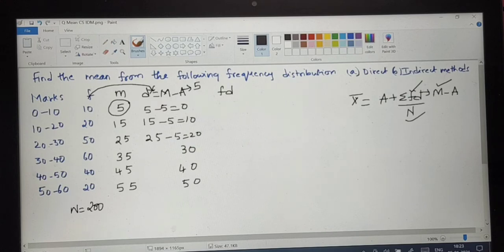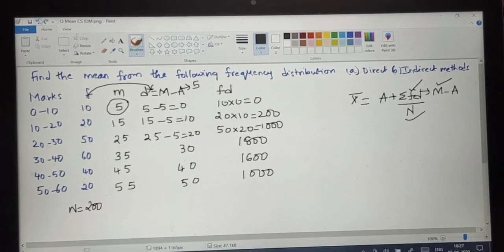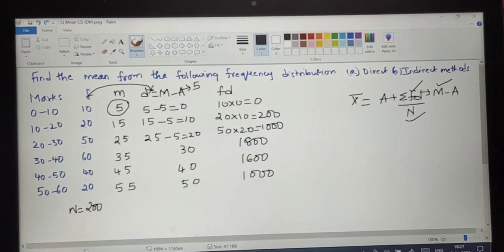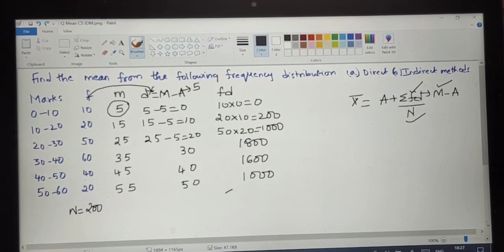The first one, 10 into 0, which is 0. Then you have 20 into 10, which is 200. Then 50 into 20. Let me put down the values. So here I have written all of my values, and now let me write the total of sigma fd, which is 5600. Now let's substitute the values into the formula. X bar equal to a value, which I have assumed as 5, sigma fd column total, which is 5600, divided by 200, which is the total of n.